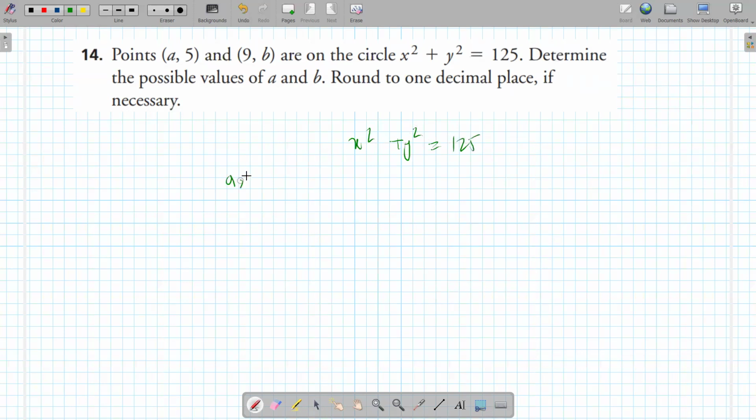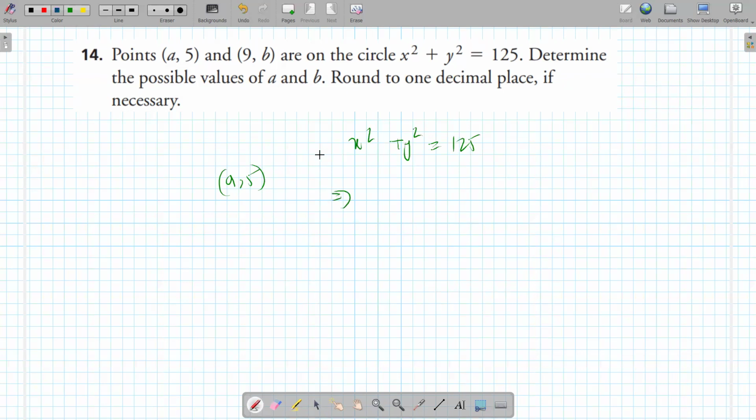So let's start with A, 5. We know this is the equation of a circle. We're given a coordinate, right? The x value is missing. So let's just straight up plug this in. That's all you have to do.